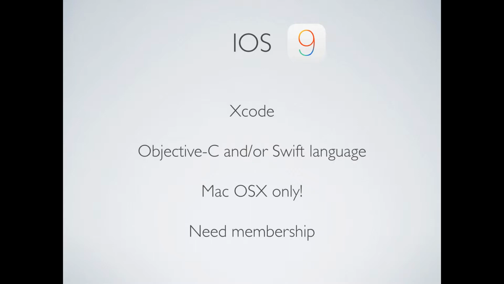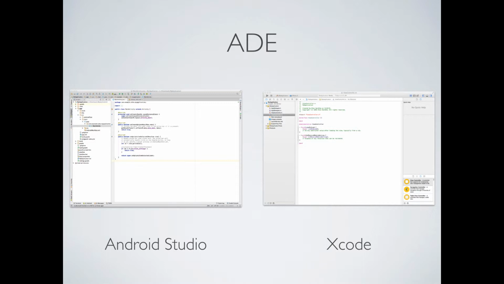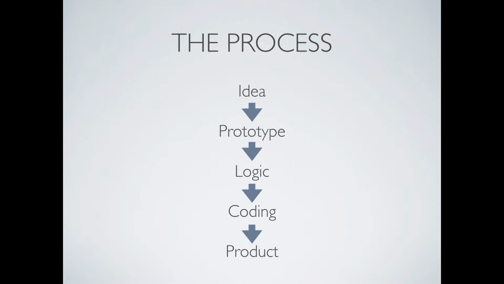But let's talk a little bit more about these programs that you need to make these apps. These programs are referred to as ADEs, or Application Development Environments. And as you can see, they look very similar to one another, and they do serve the same purpose. But with Android Studio, you'll be writing your code in Java, and in Xcode you'll be using Objective-C or Swift. And I'll show you where to get these programs later on. So now we can finally talk about the process of making an app.